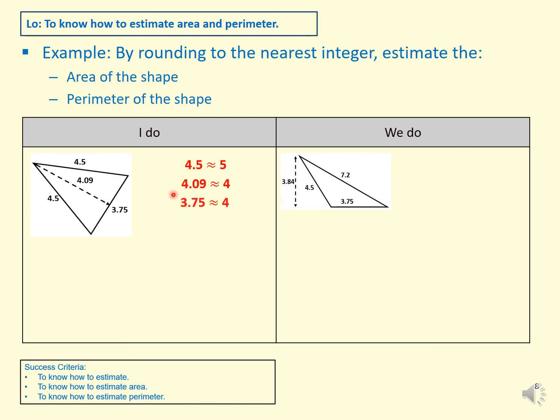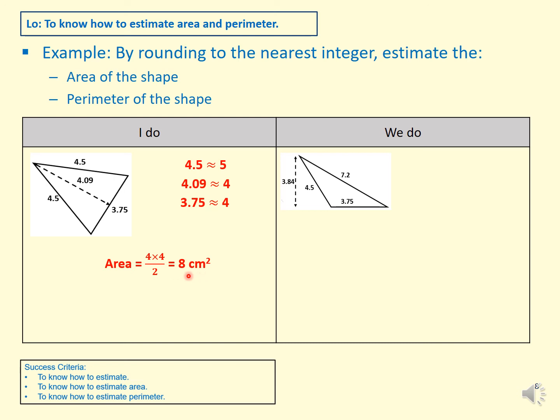And next one, 3.75, so the digit straight after the decimal point is 7, which is more than 5, so I round this one up, so you get 4. And for area, as we said, base times perpendicular height. So base was 4, perpendicular height is 4 as well. So 4 times 4 is 16. You divide 16 by 2, you get 8 centimeters squared.